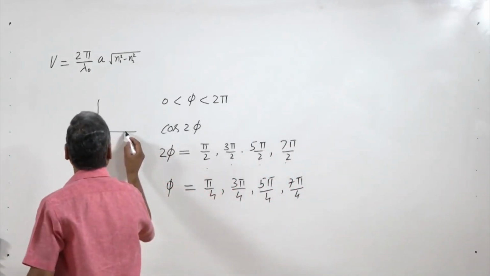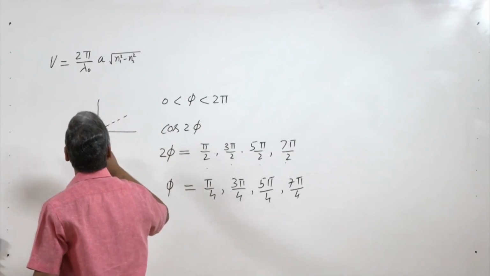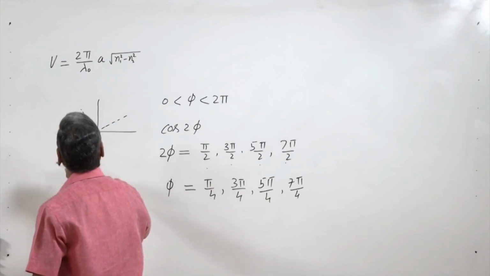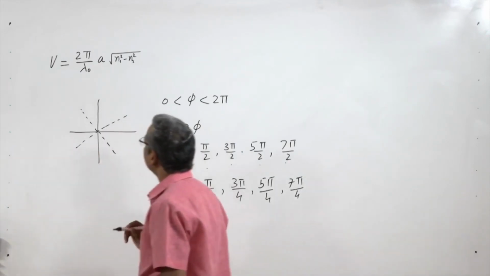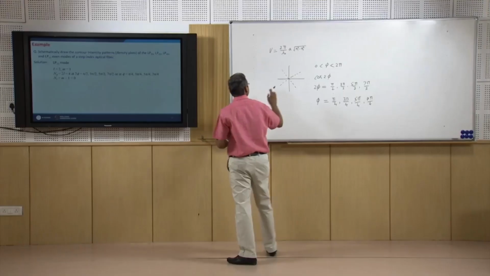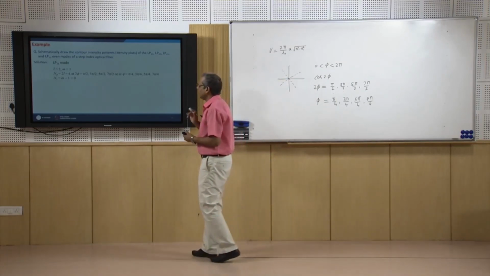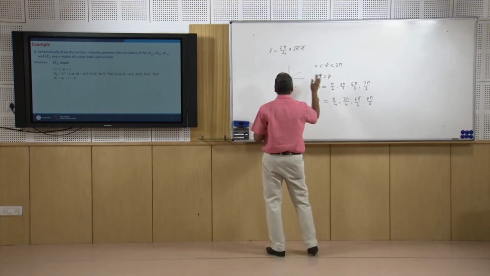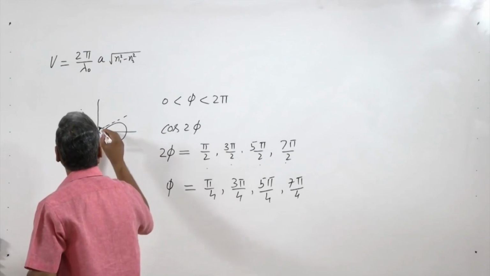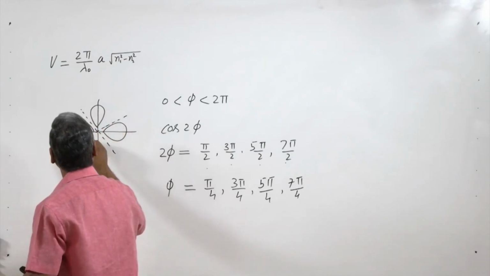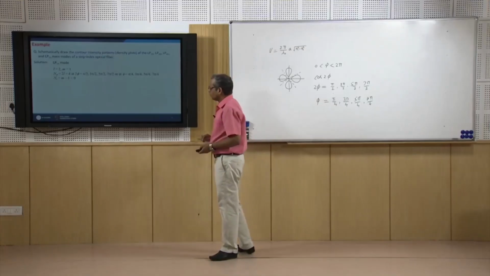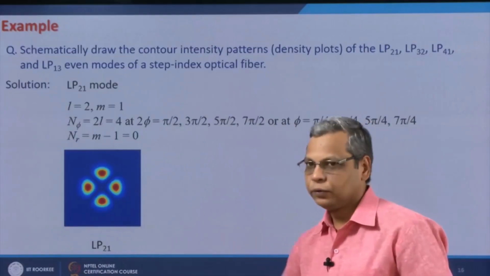So, here you have 0, this is pi by 4, this is 2 pi by 4, this is 3 pi by 4, 4 pi by 4, 5 pi by 4, 6 pi by 4 and this is 7 pi by 4. Here you have zeros, and in between you will have the intensity, and m is equal to 1. So, there would not be any 0 in r direction except a 0 at r equal to 0. So, you will have intensity something like this. This is how you will plot the intensity, and this is how it would look.